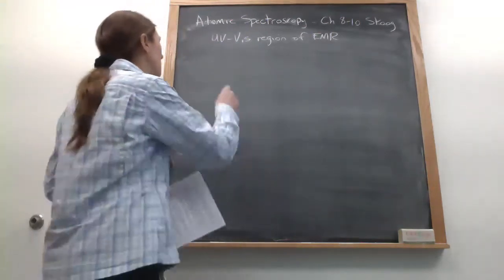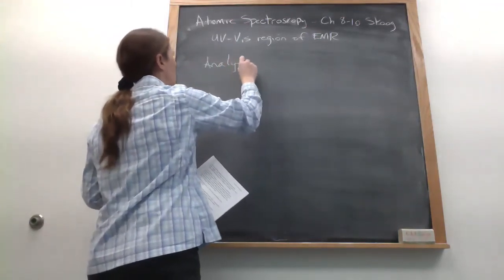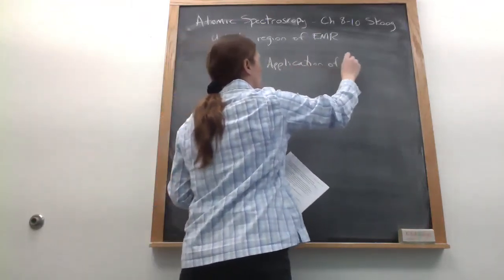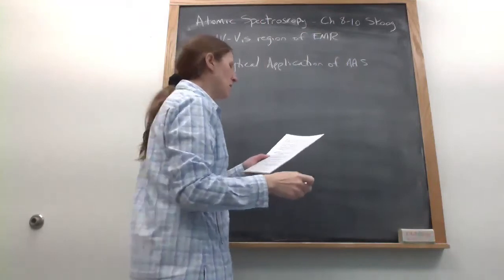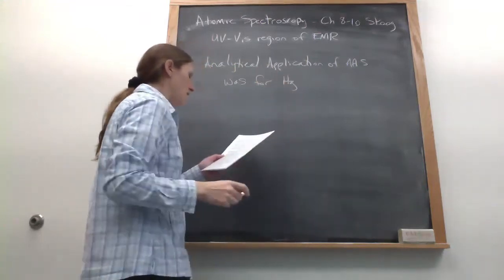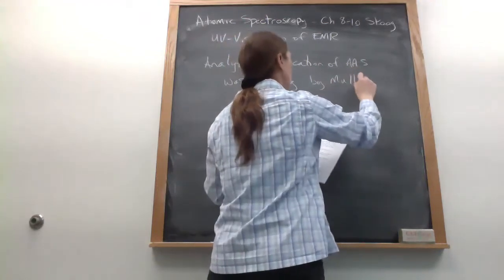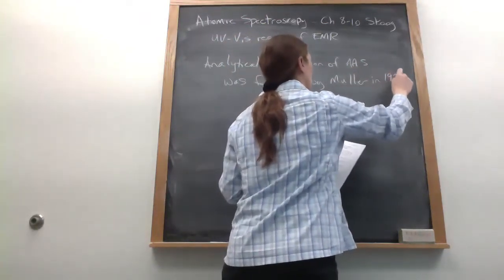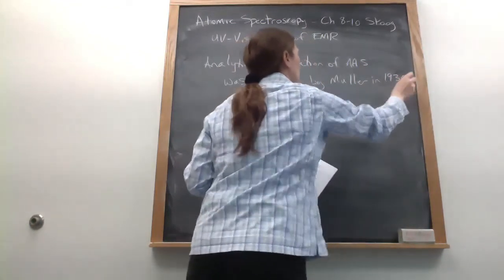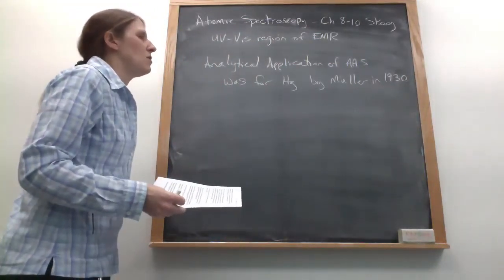The first analytical application of atomic absorption spectroscopy was for the determination of mercury. This was done by Mueller in 1930. So we've been doing some type of atomic absorption spectrometry for almost 100 years. And so the first analytical application was in 1930.